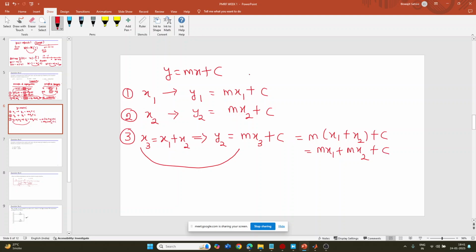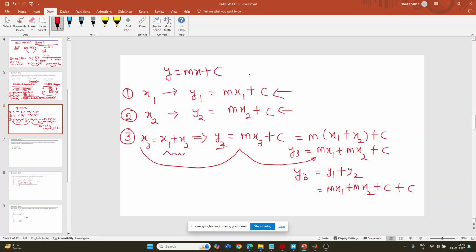Now whenever you apply the input x3, you get an output which is this one, y3. This is the equation, but it has to satisfy: whenever you combine the input x1 plus x2, you have to combine the output also, y1 plus y2. This y3 must be equal to y1 plus y2. It has to be satisfied. Let us combine y1 plus y2. This is your y1, this is your y2. Now you add these two: mx1 plus mx2 plus c plus another c.